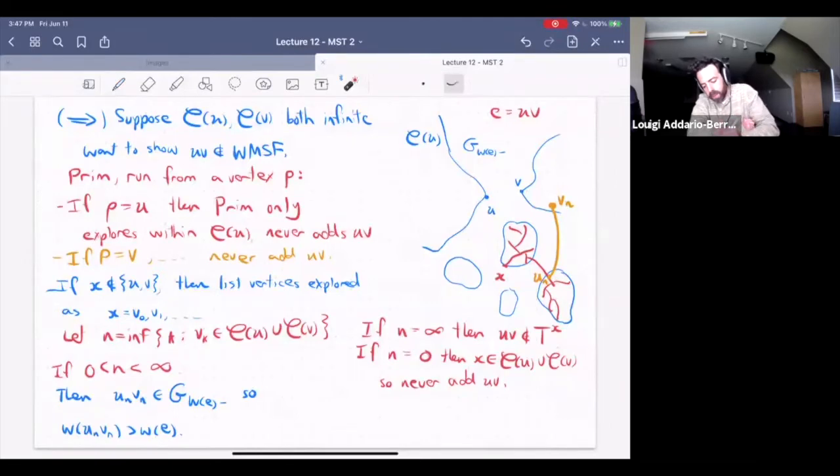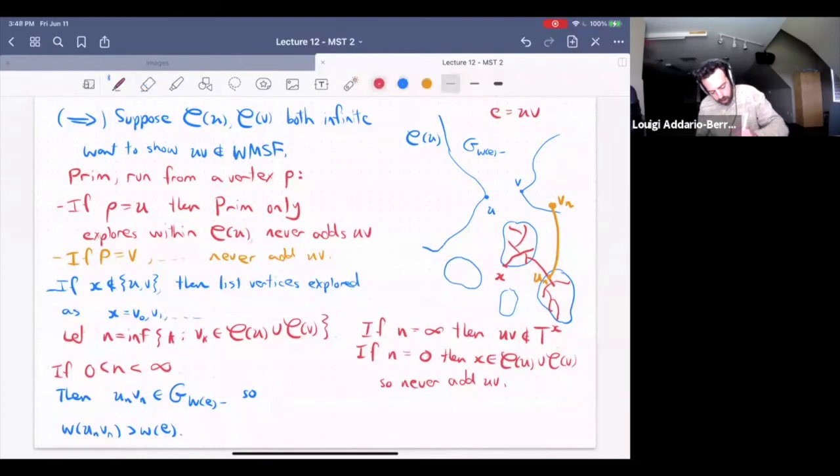But what does that tell us? Well, Prim's algorithm always adds the smallest weight edge available to it, right? So at this moment, when we added this edge, the smallest weight edge available had weight bigger than the weight of E. So that means the whole edge boundary of what we'd explored up to time n had weight bigger than the weight of E. But now, after this step, we find ourselves in a component with infinitely many places to explore with weight less than the weight of E. So now we can just explore forever edges of weight less than the weight of E, and we never have to touch this edge UV.